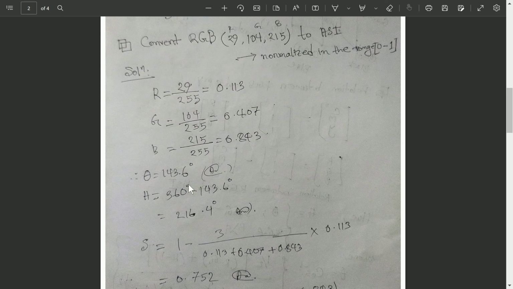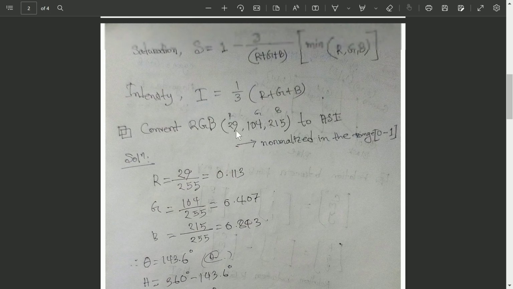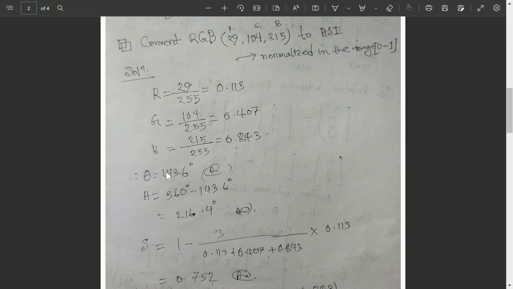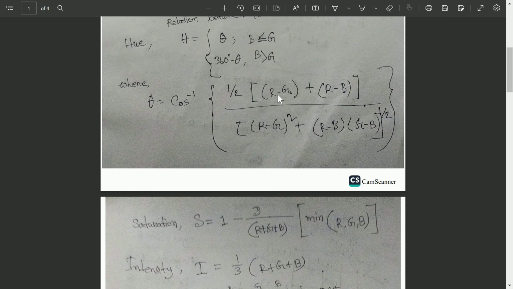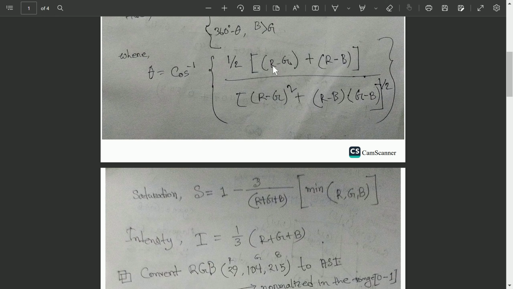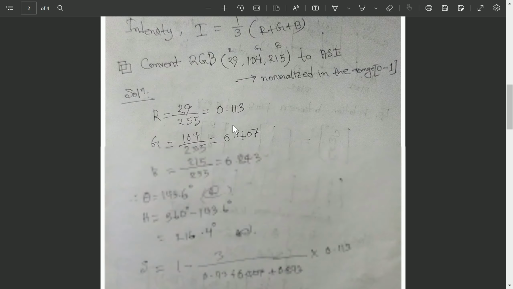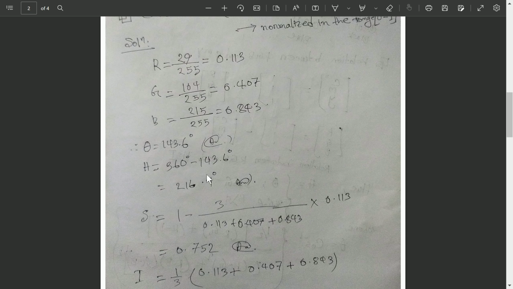So now we will find the value of theta. Using this equation we can easily find it. Here we will pass these numbers. For example, here we got the value of R as 0.113. If we put this value here, and also the values of G and B, and calculate this, then we will get the final result of theta, which is equal to 143.6 degrees.